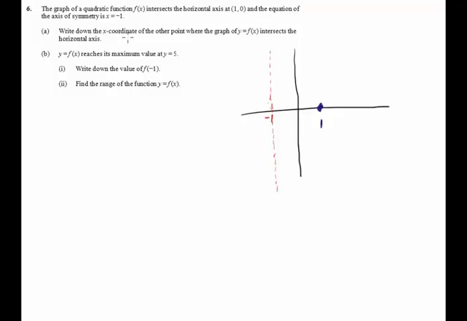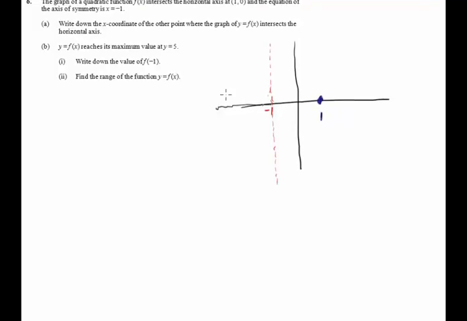Then they ask you to find the other x coordinate. This being the axis of symmetry, what we talked about is that the distance between this point and the axis is going to be reflected through the axis to another point. From -1 to 1 is a space of 2, so that point has to be reflected a space of 2, and so out here this would be -3.